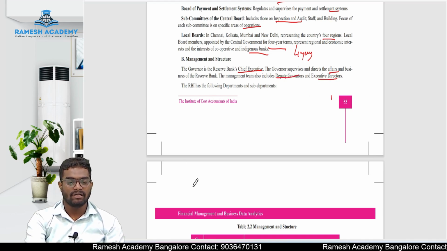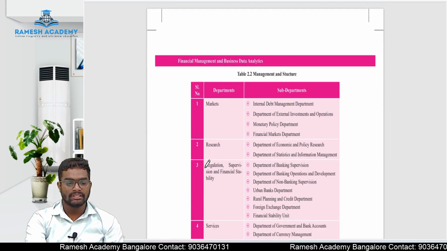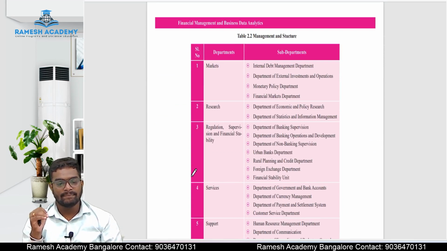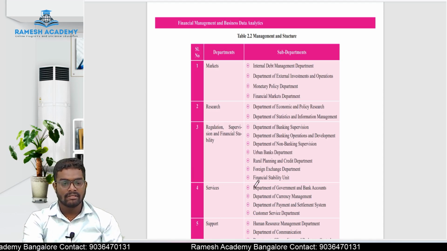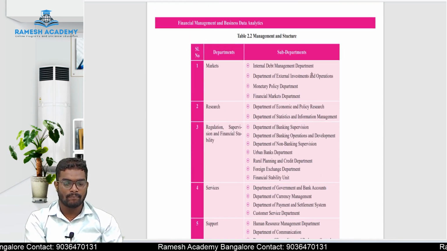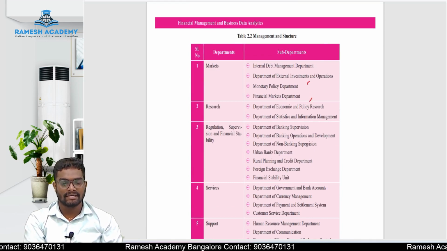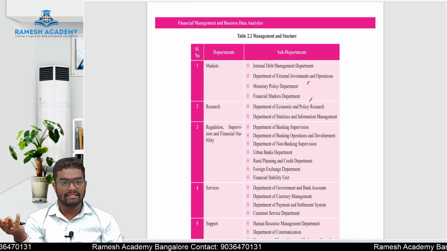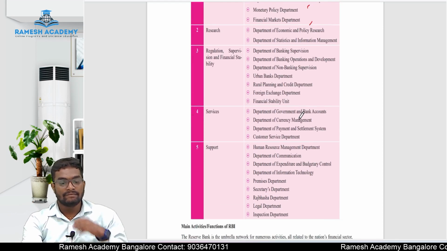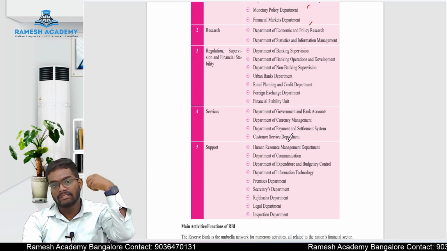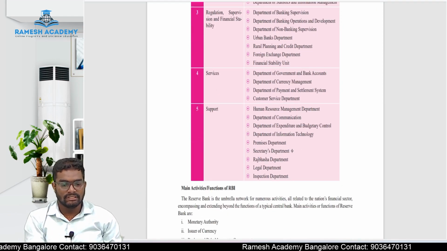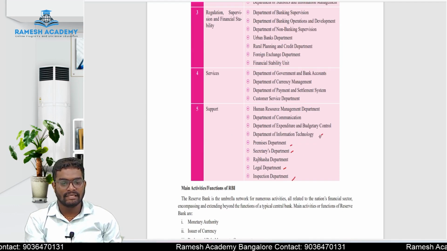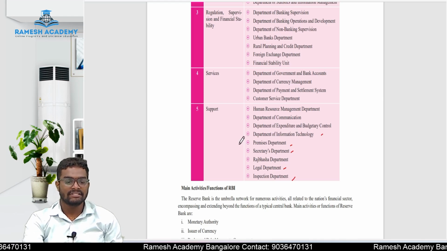So the RBI has the following departments and sub-departments. If you can see, these are the departments: Market, Research, Regulation, Services, Support, and the sub-departments, for example the Monetary Policy Department and Financial Markets. It is based on the requirement in the market or the economy. If there is a requirement for a new wing, they will establish that wing and supervise it as per the requirement. So the inspection department, legal department, secretary department, premises, information technology. These are some of the departments and sub-departments.